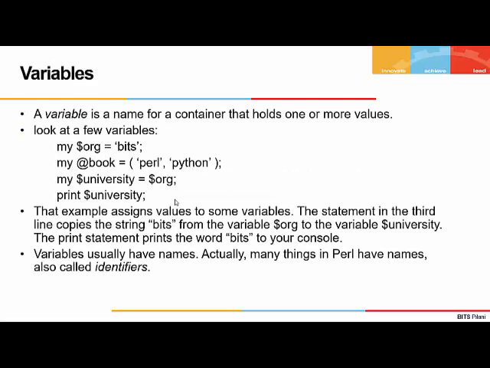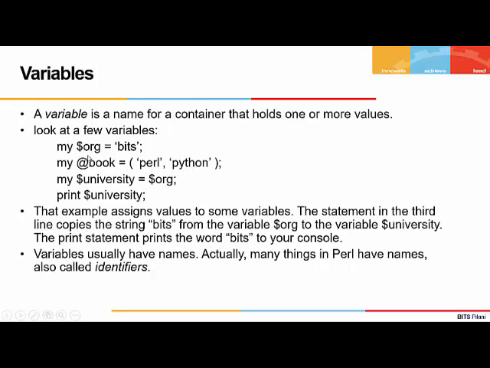Okay, so now we'll discuss variables. As you all know from learning different programming languages like C and Java, a variable is a name for a container that holds one or more values. Okay, so these are some examples for defining a variable. We'll discuss in the next slide what the my actually is. This is how you declare a new variable by using my, and this is the dollar sign that you use for declaring the variable.